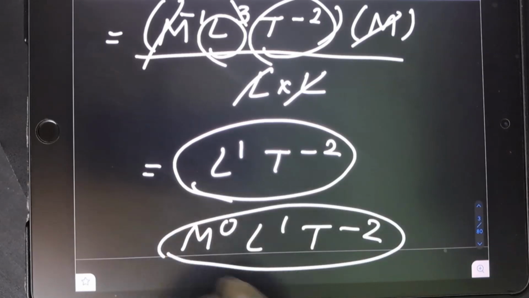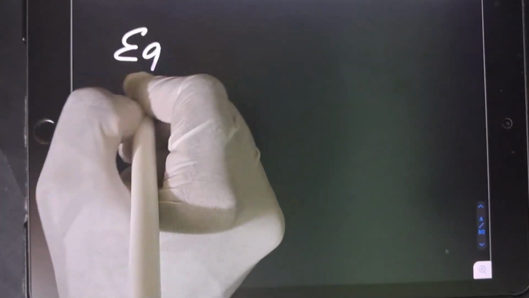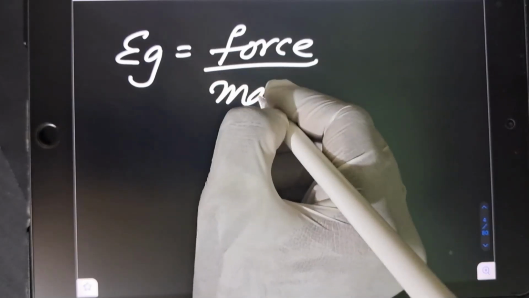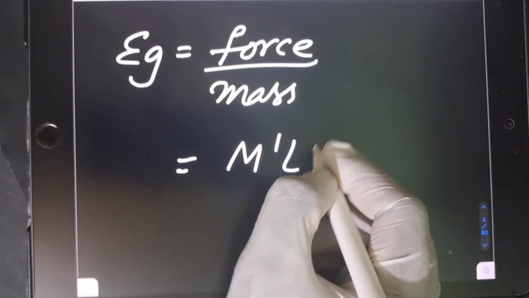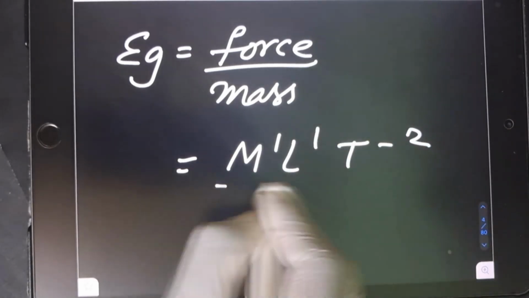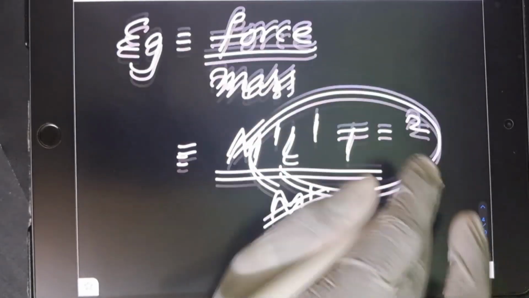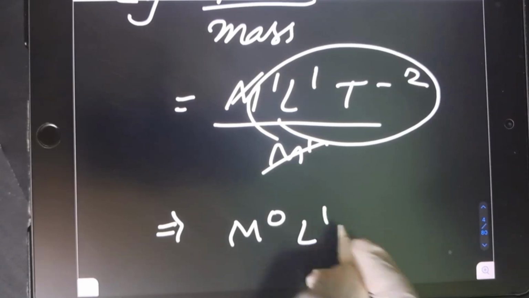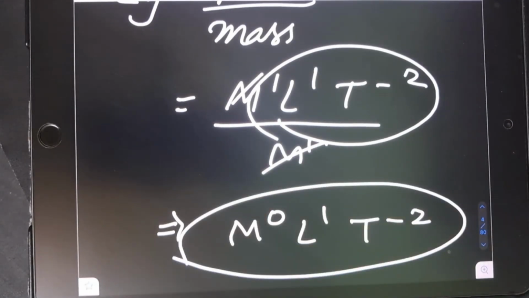M power 0 L power 1 T power minus 2 is the gravitational intensity. Gravitational intensity is equal to force by mass, F by m. Force dimensional formula is M power 1 L power 1 T power minus 2 by mass. On cancellation of mass, we get L power 1 T power minus 2, that is M power 0 L power 1 T power minus 2. This is the gravitational intensity dimensional formula.